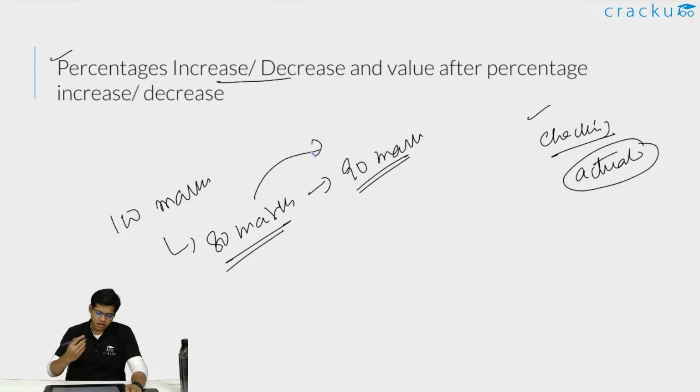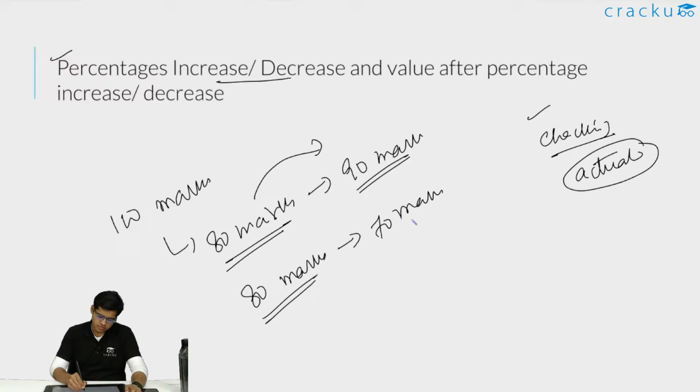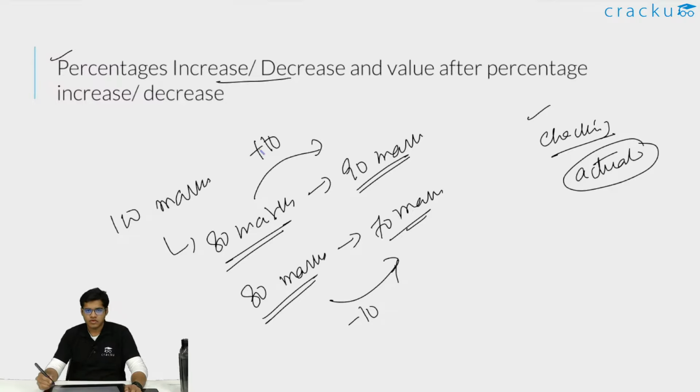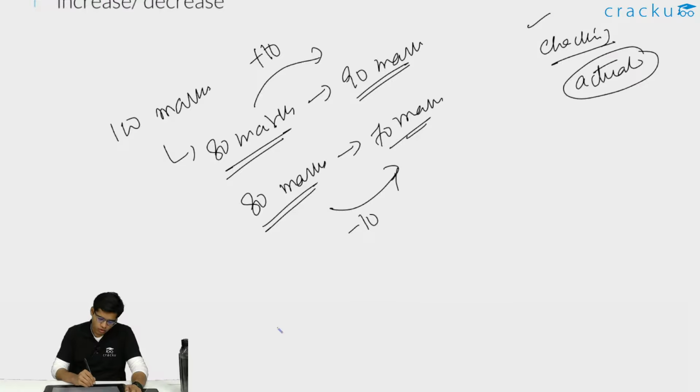Or I can say, the opposite case can also happen. Say it was 80 marks here, but after rechecking the paper, the marks become 70 marks. So you can see 80 to 70, there is a decrease of 10. 80 to 90, there is an increase of 10. So what will be the percentage increase?